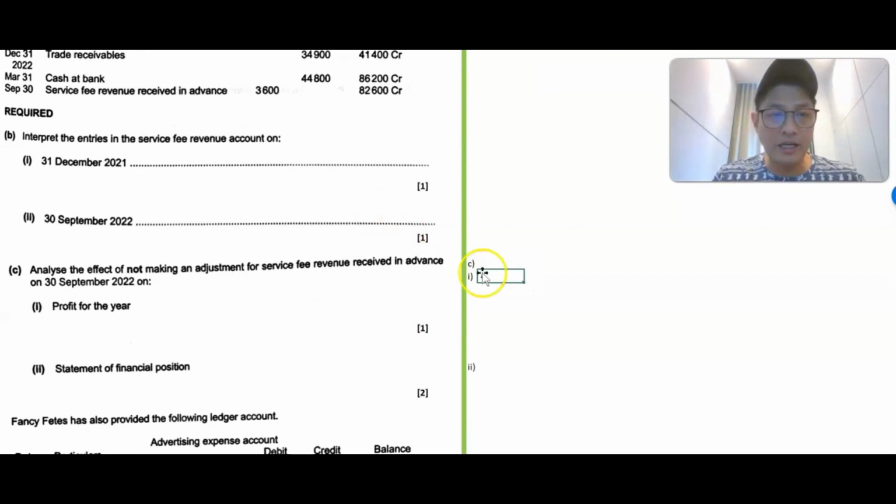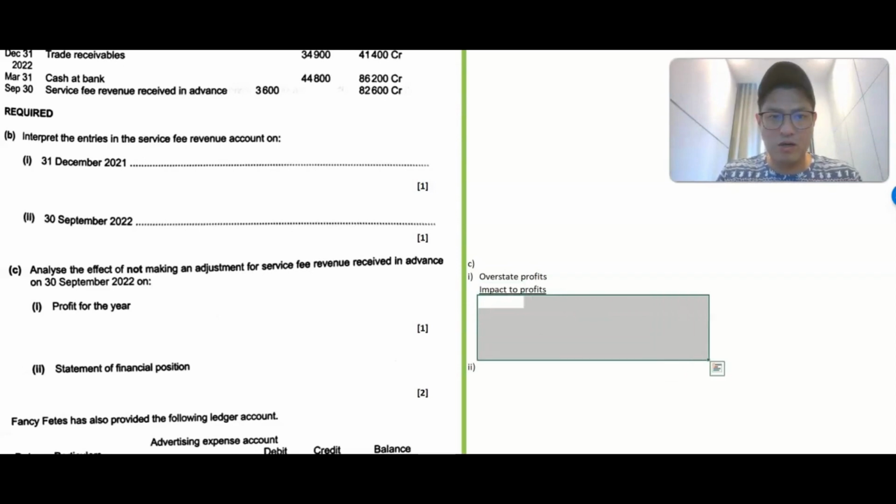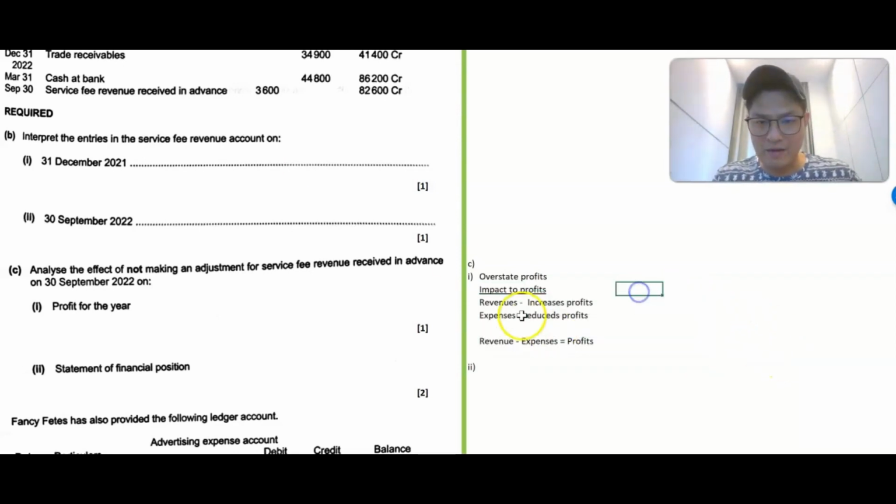Okay, the answer is profits would be lower. So if you did not do the adjustment to bring down revenues and therefore bring down profits, then your profits would be overstated, would be too much, right? Would be incorrectly too much. And let us see what I've done here. So it's overstated, and I'm giving you this snapshot on how you understand this.